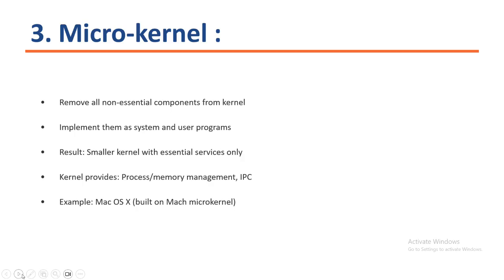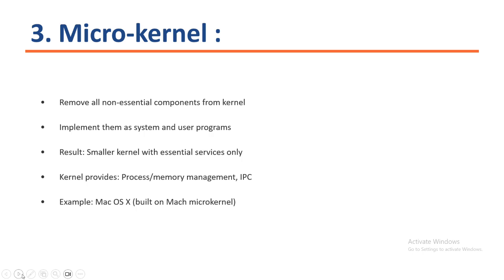Remove all non-essential components from the kernel. That means take out anything that isn't absolutely necessary to run the system, like file system, device drivers, networking code, etc. Implement them as system and user programs. Those removed pieces don't disappear. They still exist, but now they run as regular programs outside the kernel.